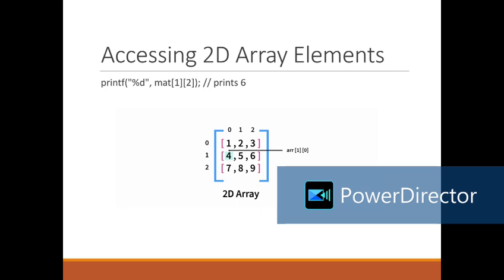In the example, printf would print the value 6 if math was initialized as 1, 2, 3, 4, 5, 6. The visual reinforces this by showing array[1][0] pointing to the element 4 in a sample 2D array. Understanding this double indexing is crucial for pinpointing and manipulating specific data points within your tabular data structures.